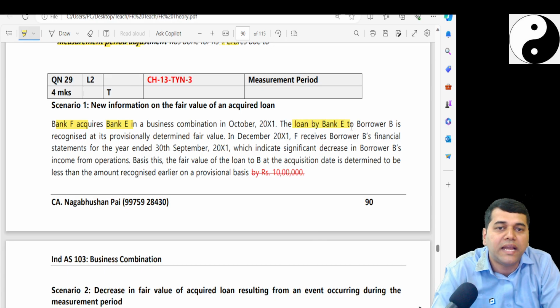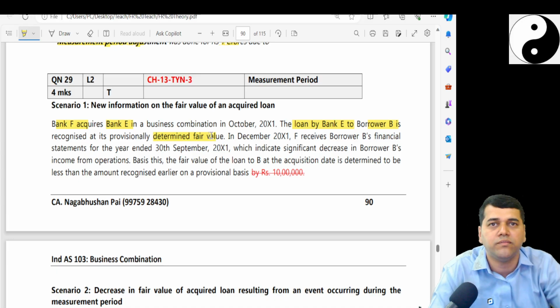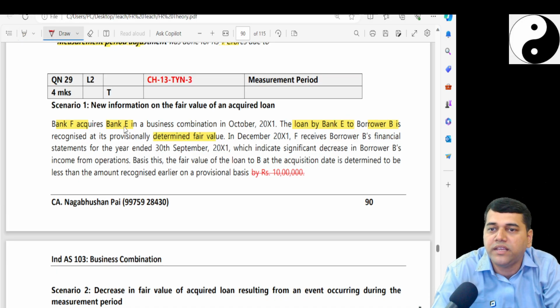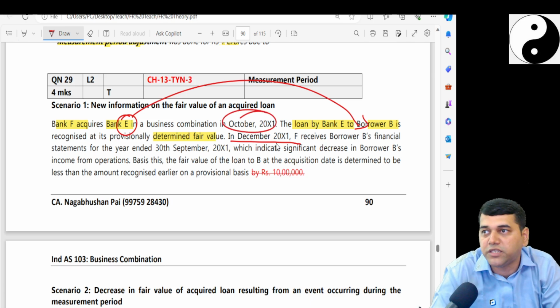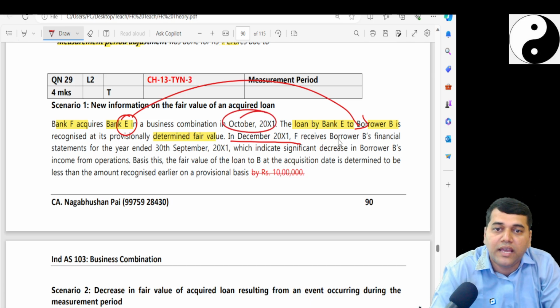Bank F acquires E in a business combination. The loan by Bank E to the borrower B is recognized at a previously provisionally determined fair value. There was one borrower. F is the acquirer, E is the acquiree. E has given one loan to B, and you took over at a determined value. Now in the month of December, when you acquired in October, is it within measurement period? Yes. F receives the financial statement for the year ended 30th September, which indicates that there is a significant decrease in the borrower's income from the operation.